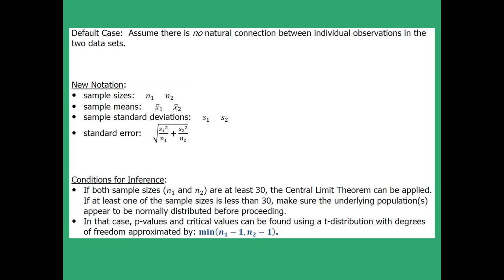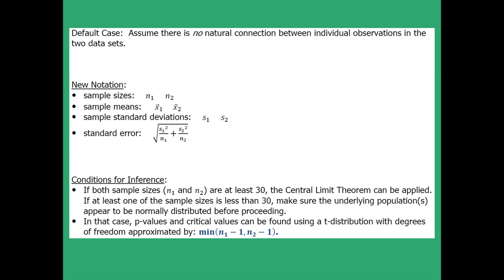The conditions for inference really apply individually to each sample size, although usually the two sample sizes are comparable. It's very rare to have one sample size large enough where you can apply the central limit theorem and having the other one be tiny. Usually either they're both tiny or they're both big enough to apply the central limit theorem.